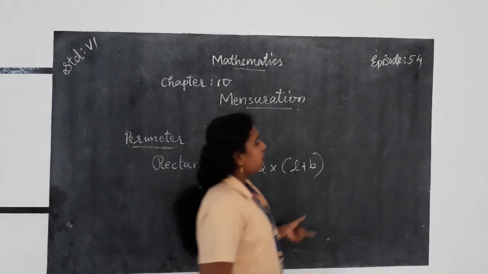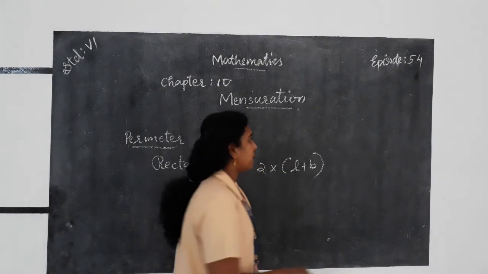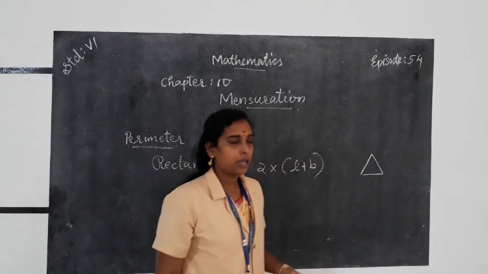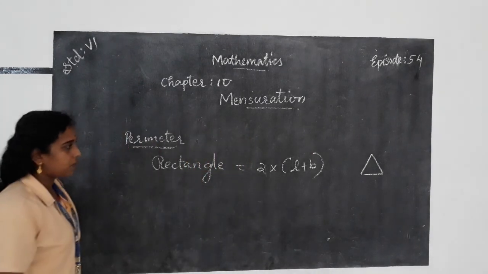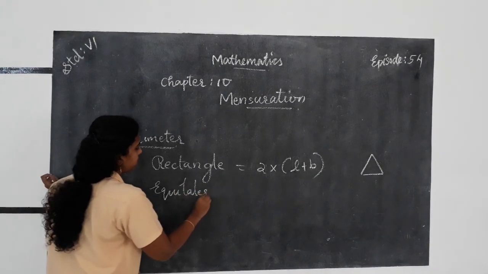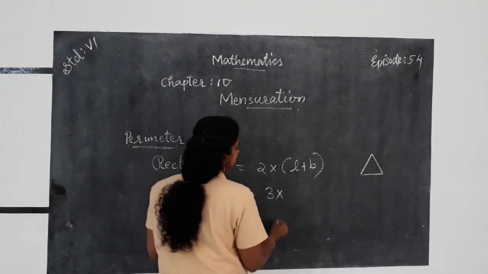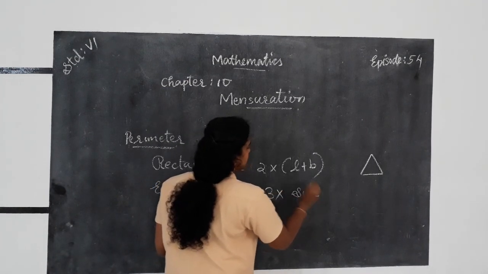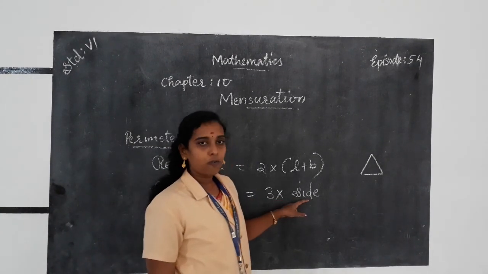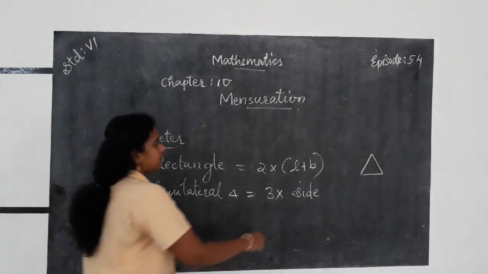Then to find the perimeter of a regular shape, where all the sides are of equal length. If we consider an equilateral triangle, the three sides are of equal length. It is a regular shape. So the perimeter of an equilateral triangle is the number of sides into the length of one side, that is 3 into side. The number of sides in an equilateral triangle is 3.